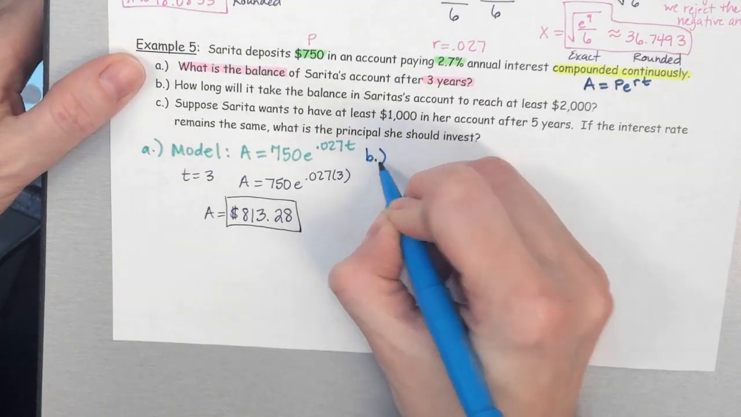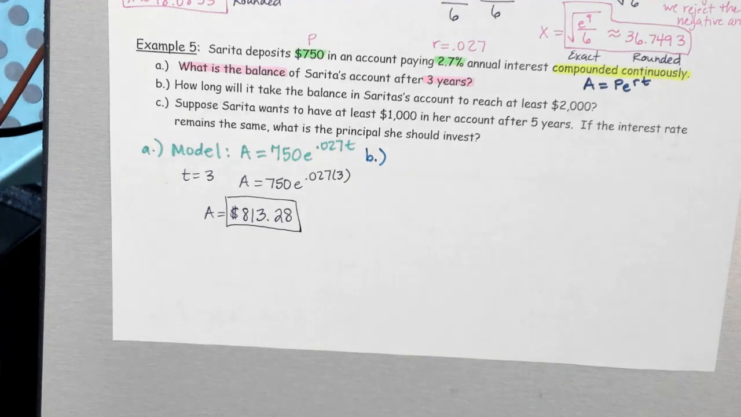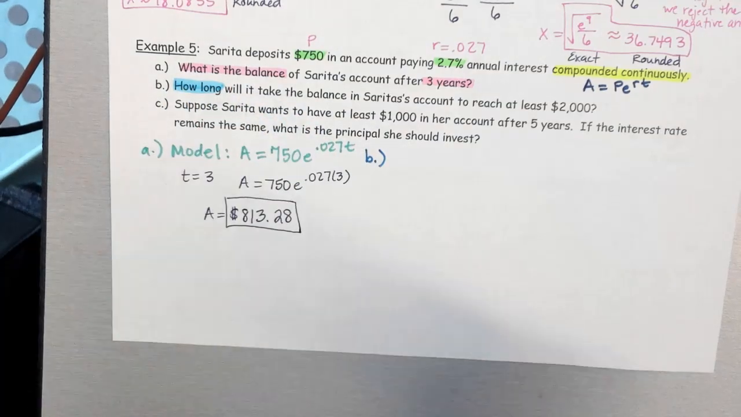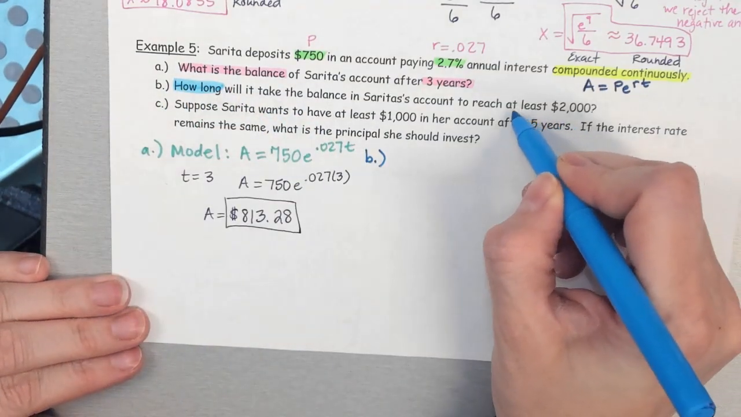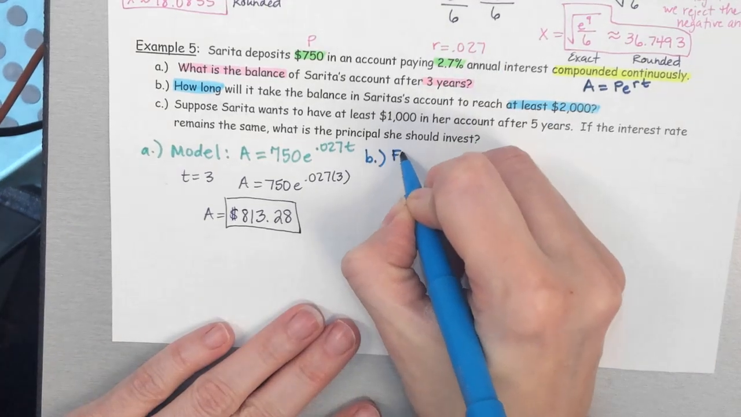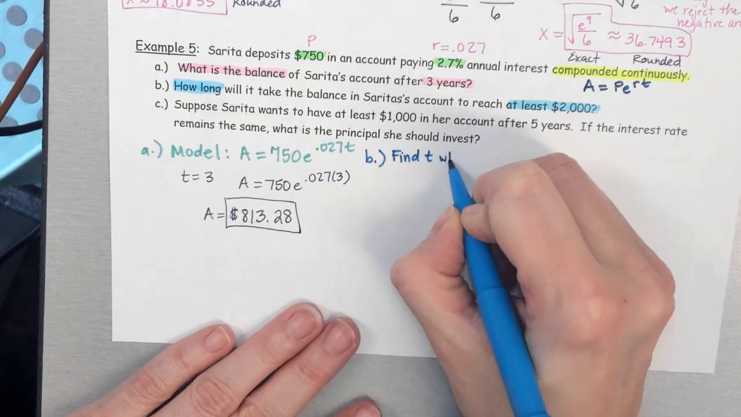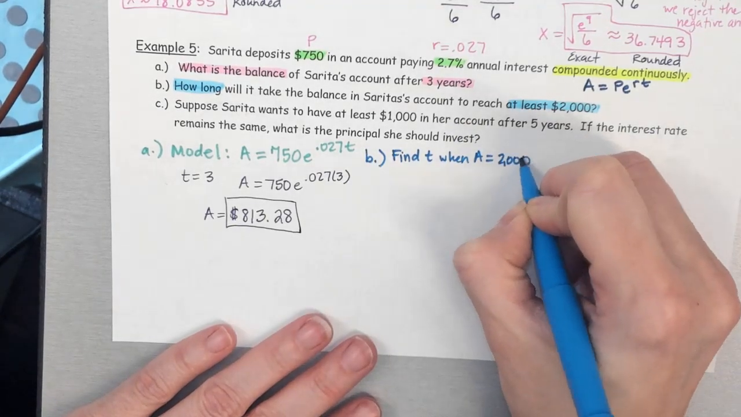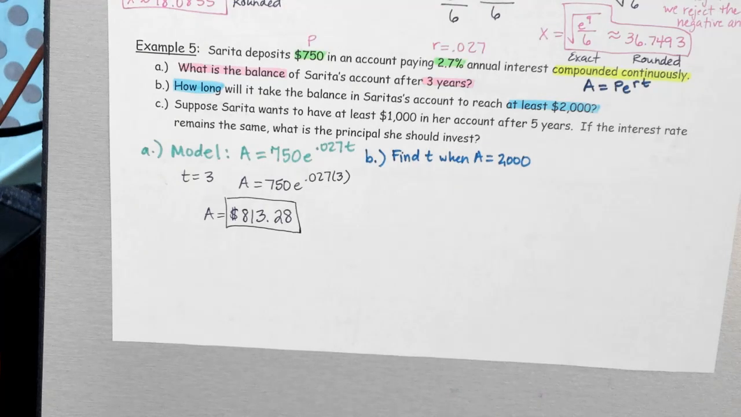All right, now for part B, it says how long will it take the balance in Sarita's account to reach at least $2,000. Okay, anytime they're asking you how long, that means you're going to find the time. So we're going to find t when the balance, which is A, is 2,000. Okay, so if you haven't already, will you guys set up that equation, the equation that we're going to have to solve?